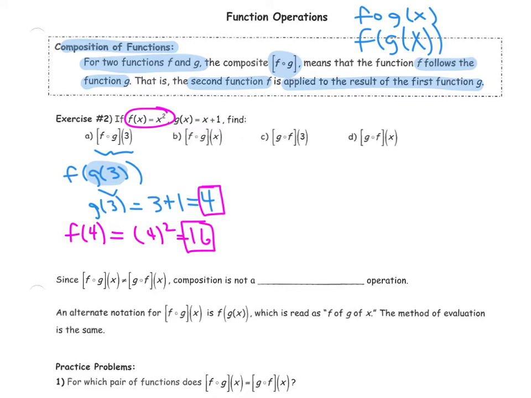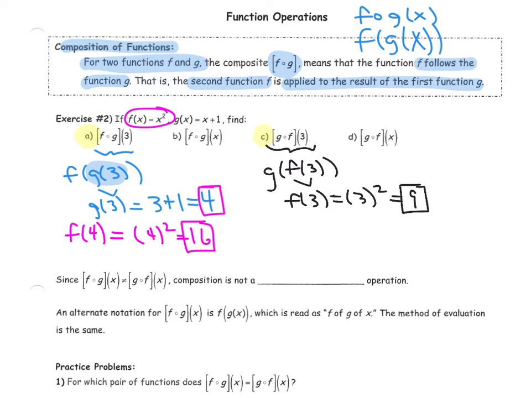Okay, let's just take a look at one more together like this. So we just did A. Let's take a look at C together. So again, we're going to work with the inside first. I personally prefer to write it like this. G of f of 3. So we're going to find what f of 3 is first. So f of 3 is equal to 3 squared, which is 9. Now this is going to be the input for g. So I'll have g of 9 is going to equal 9 plus 1, which is 10.